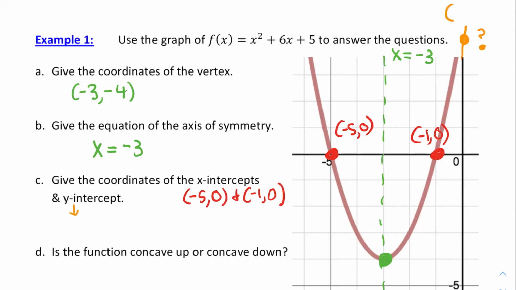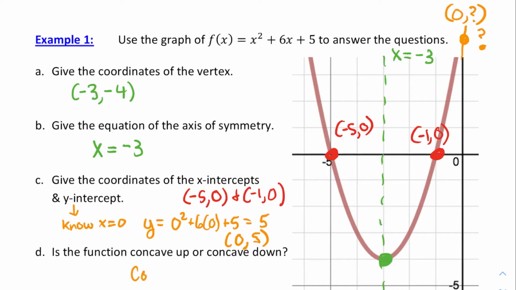To figure out exactly, think about the fact that we know our x-coordinate is 0. So if we take the equation that we were given for this function and plug in x equals 0, we'll get our y value out that goes along with that x value. So we're going to end up with 5. So it's going to cross the y-axis at the point 0, 5. And this one is concave up because it is bending and opening upwards.